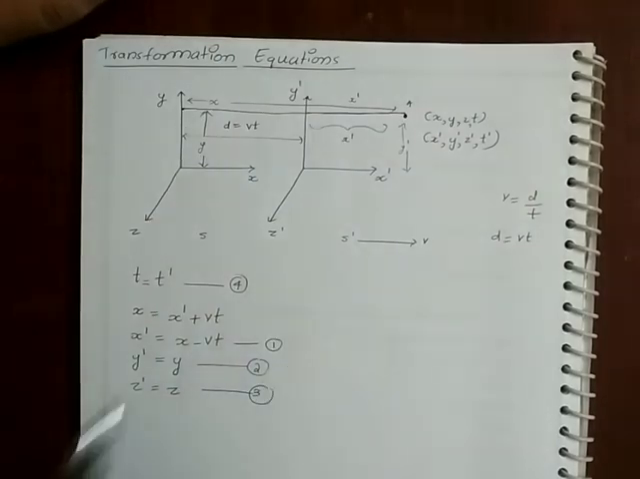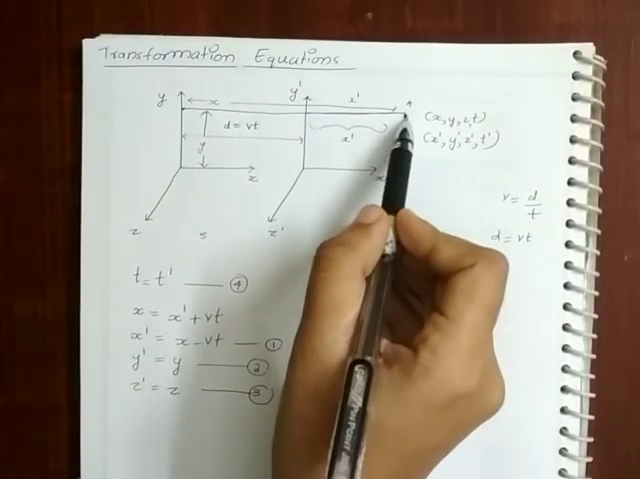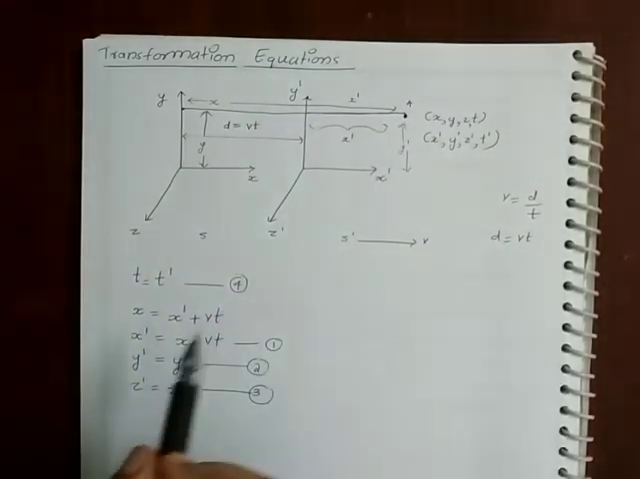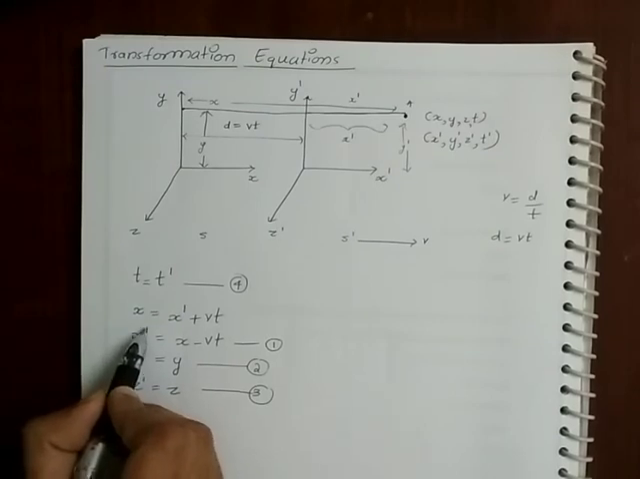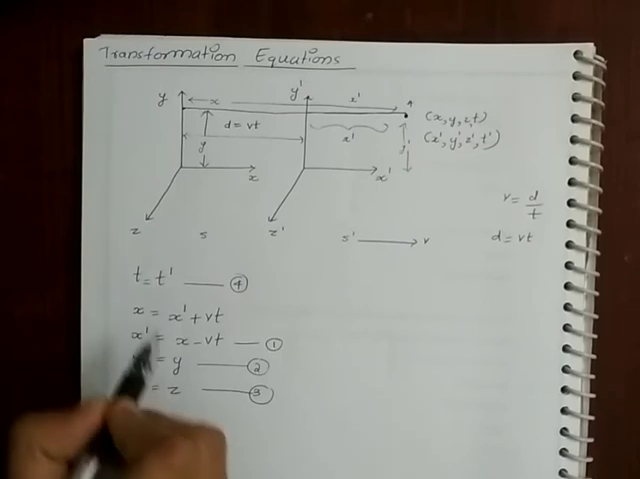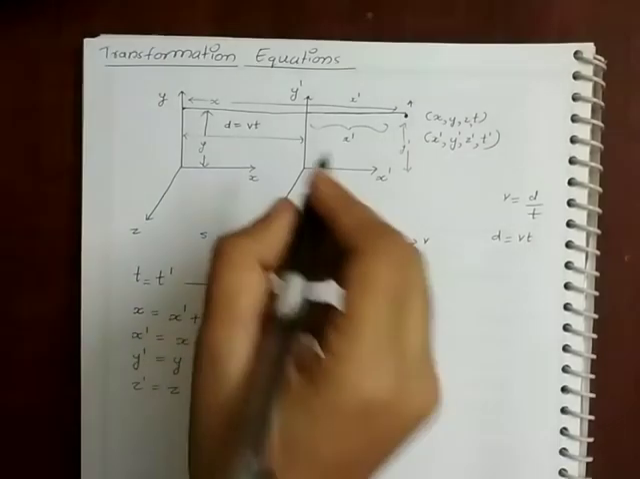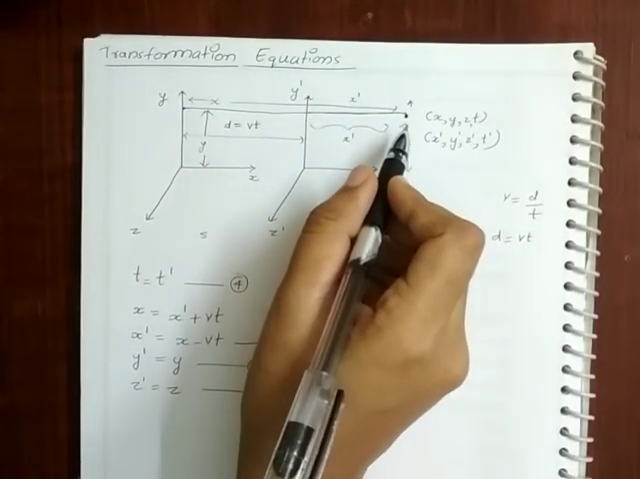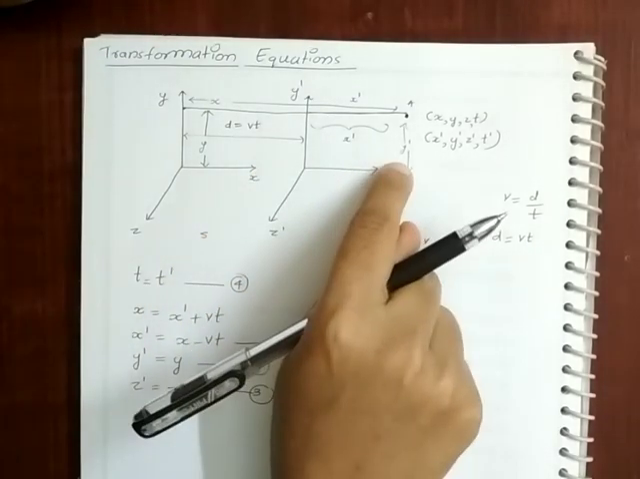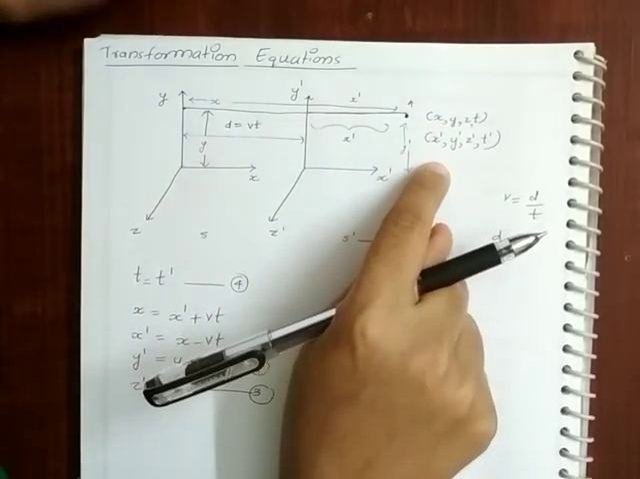We can see that only one coordinate changes during the motion. നമ്മൾ രണ്ട് ഫ്രെയിമെന്ന് ഒരേ ഇവൻ്റ് ഒബ്സർവ് ചെയ്യുമ്പോഴും ഒരൊറ്റ കോഓർഡിനേറ്റ് മാത്രമേ ചേഞ്ച് ചെയ്യുന്നുള്ളൂ. ആര് മാത്രമേ ചേഞ്ച് ചെയ്യുന്നുള്ളൂ? എക്സ് പ്രൈം ഈസ് ദ ഓൺലി കോഓർഡിനേറ്റ് ചേഞ്ചിങ്. വൈ പ്രൈം ഈസ് ഈക്വൽ ടു വൈ, സെഡ് പ്രൈം ഈസ് ഈക്വൽ ടു സെഡ് ആൻഡ് ടി പ്രൈം ഈസ് ഈക്വൽ ടു ടി. So we can say that only that coordinate changes along which the motion of the frame is occurring. ഏത് ഡയറക്ഷനിലാണോ ഫ്രെയിം മൂവ് ചെയ്യുന്നത് ആ ഡയറക്ഷനിലുള്ള കോഓർഡിനേറ്റ്സ് മാത്രമേ ചേഞ്ച് ചെയ്യുള്ളൂ.